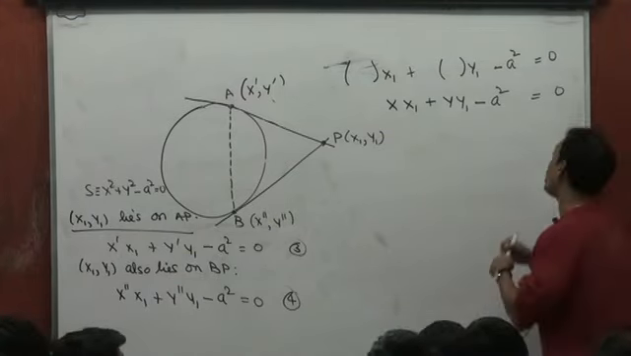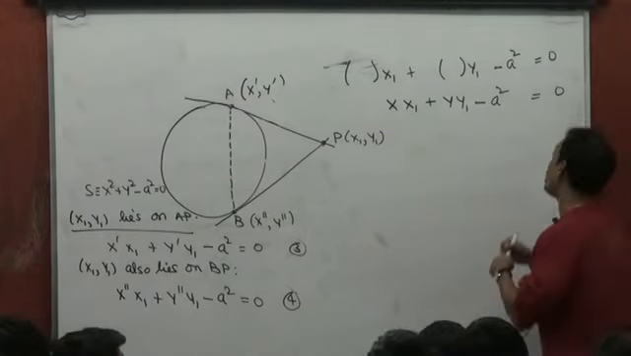So then, what have you learnt about this expression? Forget the right hand side. xx1 plus yy1 minus a squared is the expression we have referred to as T. Don't call it tangent, it's T. If x1, y1 is a point outside the circle, then T equal to 0 does not represent the tangent, it represents the chord of contact.